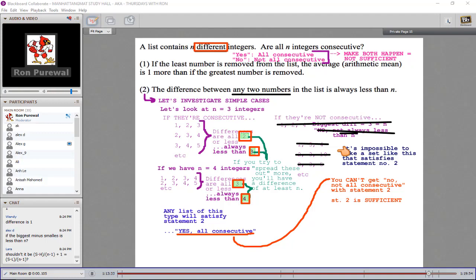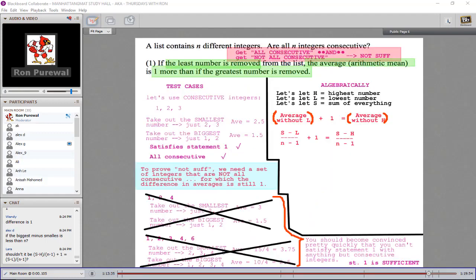So, let's see, the average, that's actually right. If you take out the lowest number, that's bigger, thank you. That is correct. So, yeah, it's going to be bigger if you take out the smaller. Thank you for that. So that goes over here.